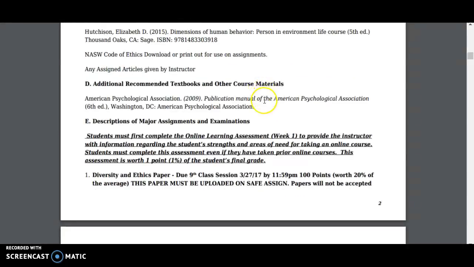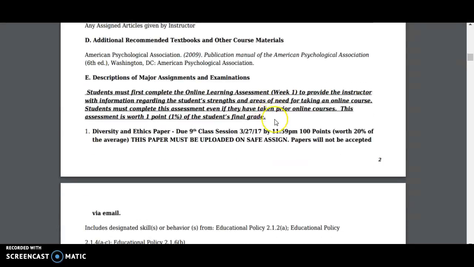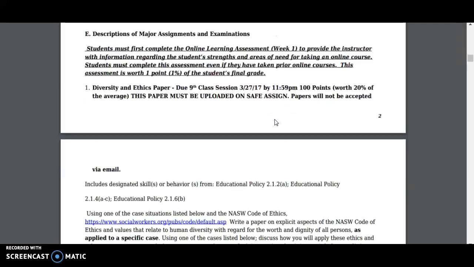That will be up to you. That's your choice, but you do have to purchase the textbook to complete the class. Here are some of the major assignments.